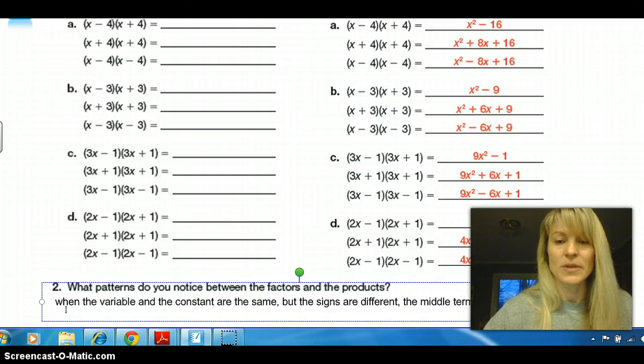So now I want you to take a moment and write the rule for when the variables and the constants are the same and they both have a plus sign, and what the rule is when they both have a negative sign. So pause the video and complete the 2 other rules here.